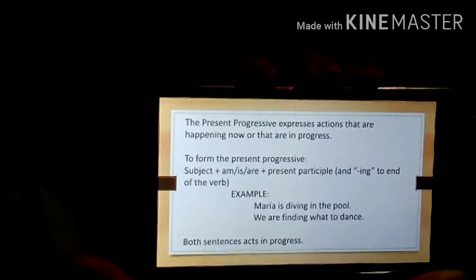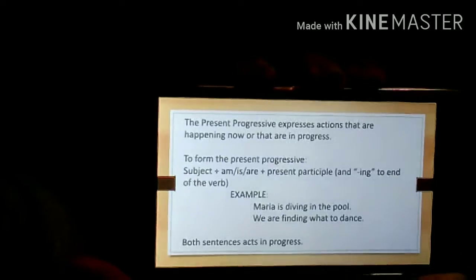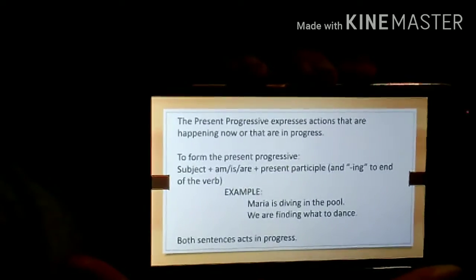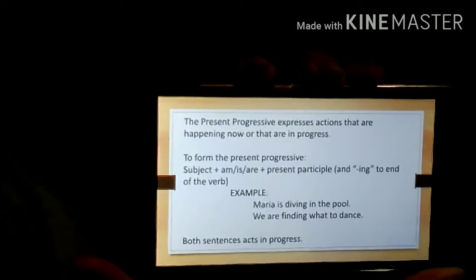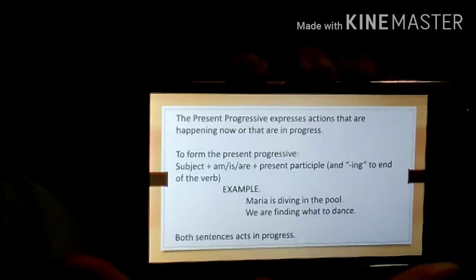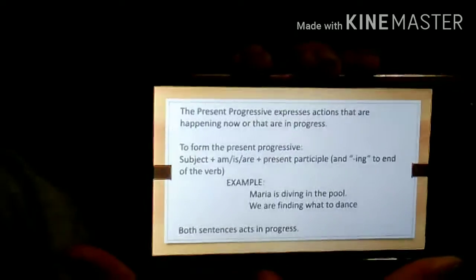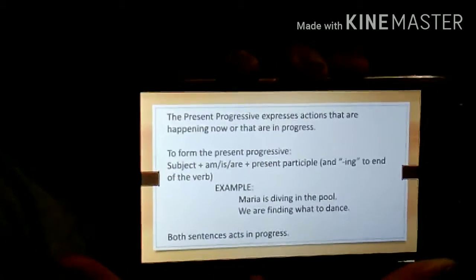Next is we are finding what to dance. We is the subject plus are plus the present participle, which is find, plus ing. And so we are finding what to dance. Both sentences are actions in progress.